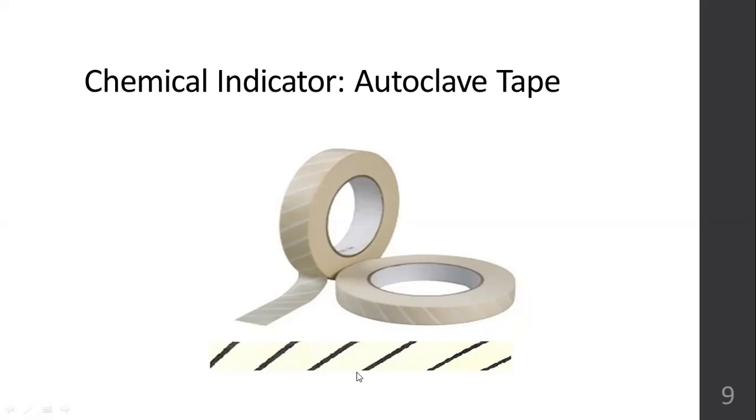So there are different types of chemical indicators as well. Type 1, type 2. Okay. Type 1 is a tape, this indicator tape that you see here. Type 2 is the Bowie Dick test. I'll show you the example later.